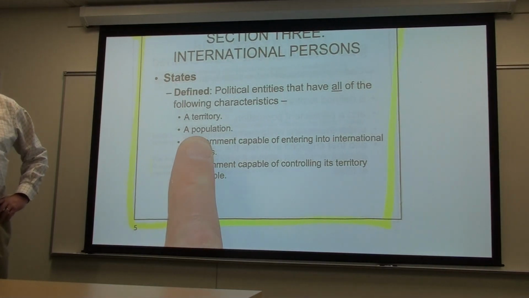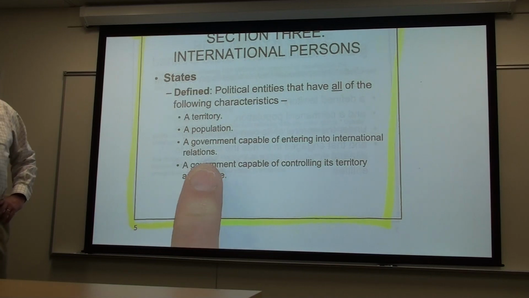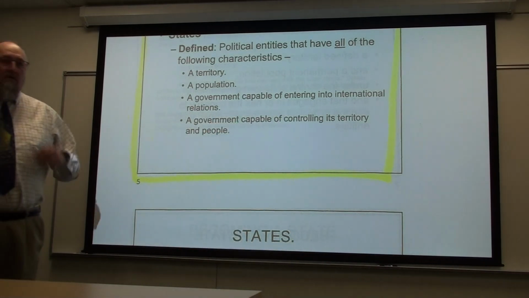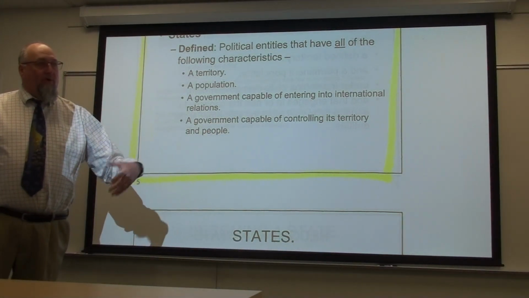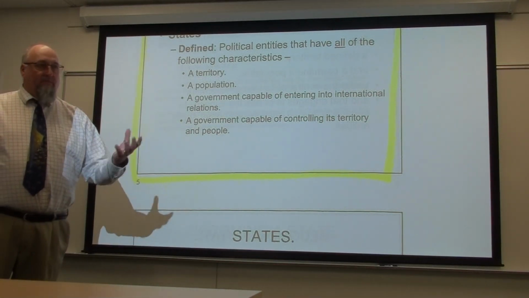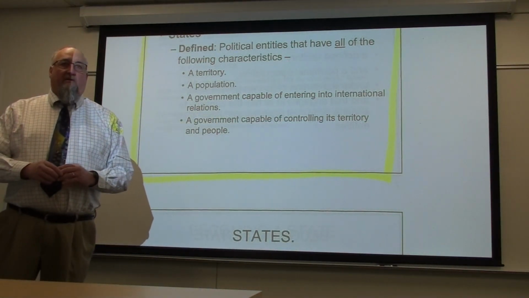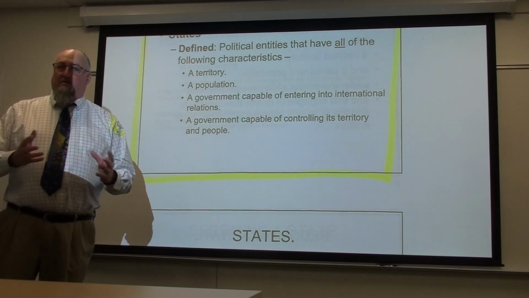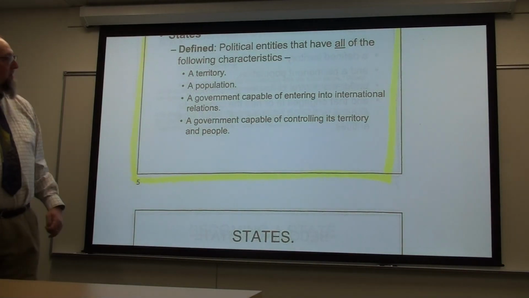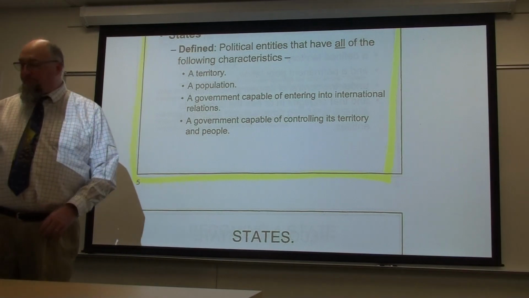Number 2, there must be a population of people within that territory. Number 3, there must be a government that is capable of entering into international relations. And so that's where the state of Oregon would fail this particular test. We have a territory of Oregon. We have people that live in Oregon. But under our Constitution, Oregon does not have international lawmaking authority. That is solely within the federal government. So that's where Oregon would fail this test. And then finally, there must be a government capable of controlling the territory and the people.